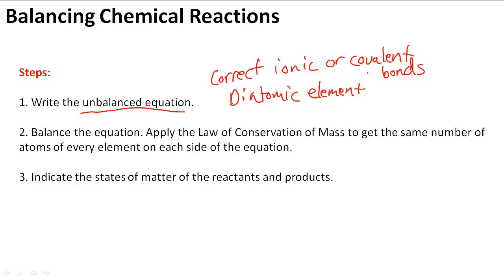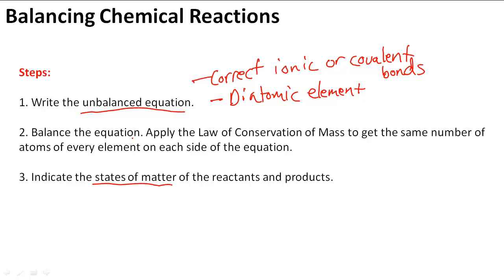And even when you write it, you can write the states of matter if you want, which is step 3. If you don't know them, you don't have to write them. But if you do know them, you can write them during the first step even, when you're writing your unbalanced equation. So when you do that first step, make sure you have the correct ionic and covalent bonds, and make sure that you have the diatomic elements. So read it over once again.